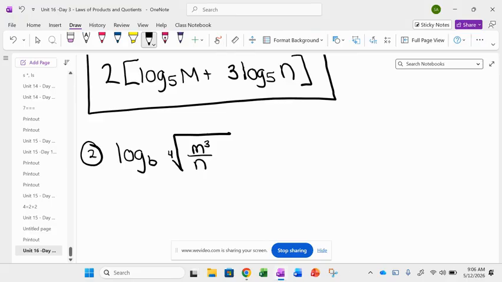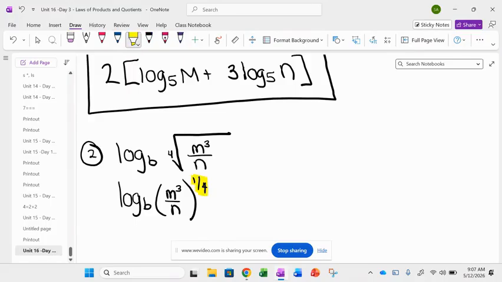Okay, I have a radical. I have the fourth root of m cubed over n. What do you think I'm going to recommend we do with that radical? Change it to what? Good. We're going to change it to an exponent. So we're log base b of m to the third over n raised to what power? Ariana? The 1/4 power. So now I have an argument raised to an exponent.